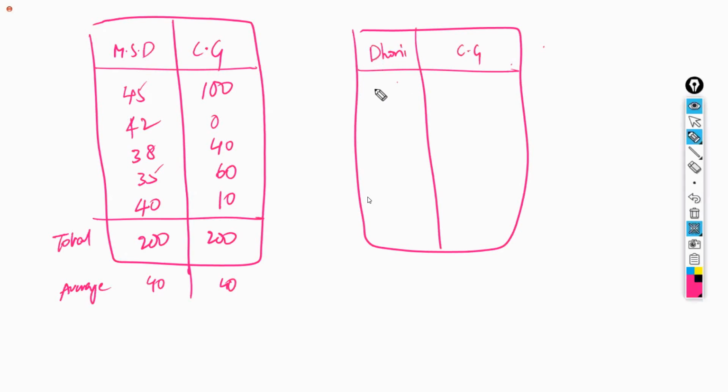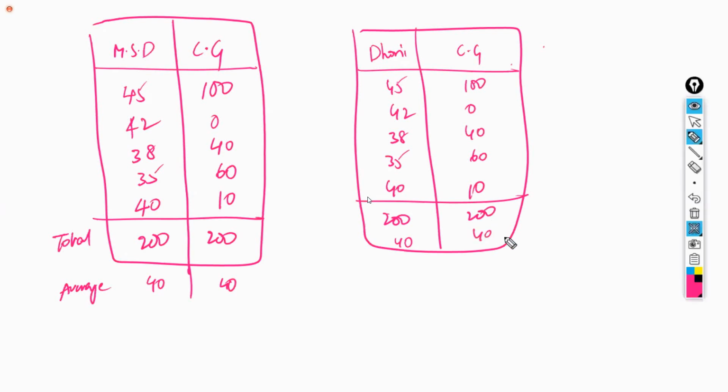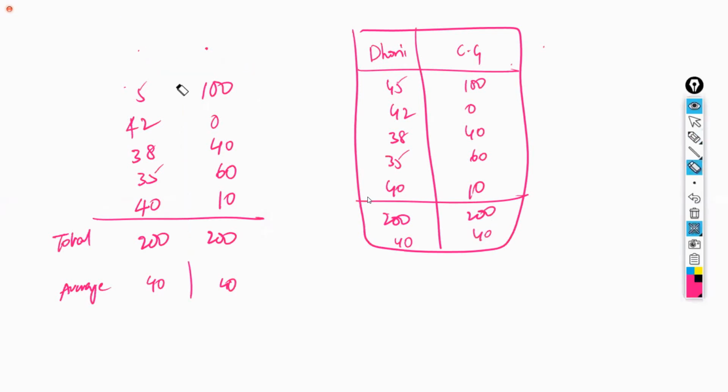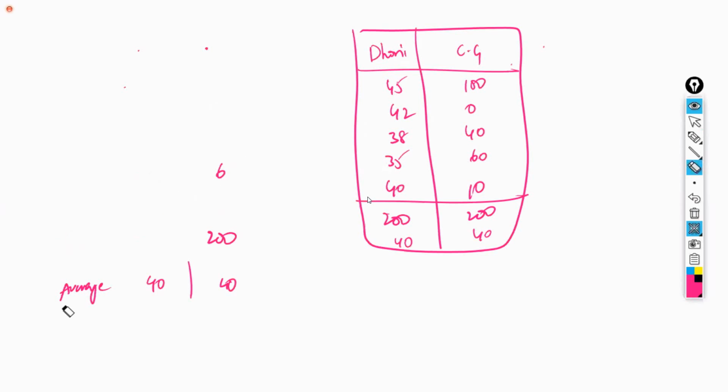Gayle: 45, 42, 38, 35, 40. Total is 200, average is 40. Dhoni: 100, 0, 40, 60, 10. Total is 200 and average is 40. Okay. Now let us calculate the deviation for Dhoni and let us calculate the deviation for Gayle.